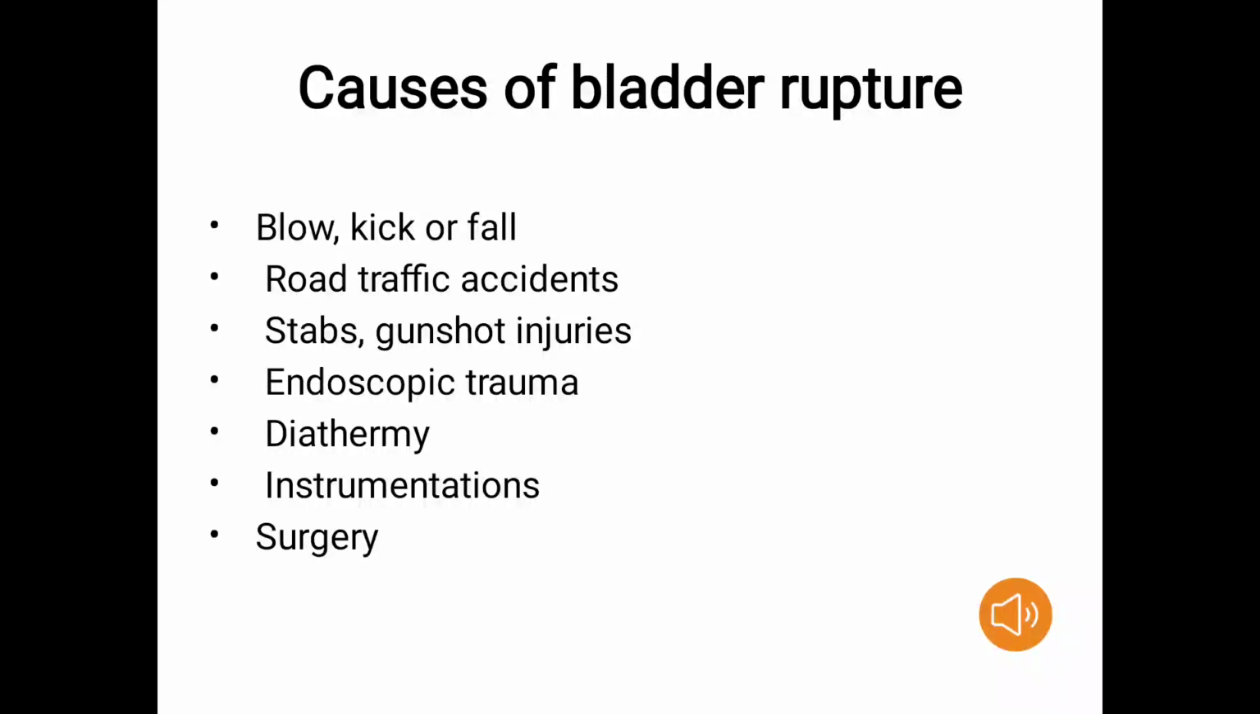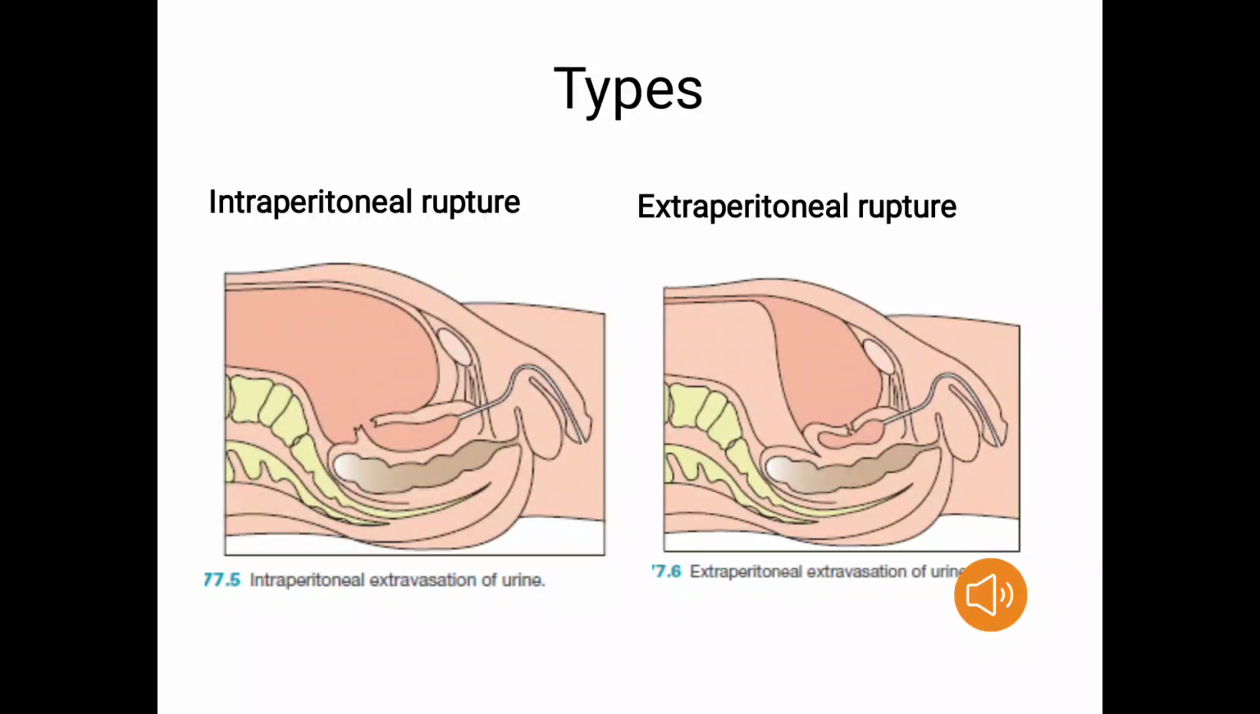Coming to the topic proper, rupture of the bladder is mainly due to a blow, kick or fall, road traffic accidents, stab and gunshot injuries, endoscopic trauma, diathermy, instrumentation, and following surgeries. Coming to the types of bladder rupture: intraperitoneal and extraperitoneal rupture. So remember, rupture of the bladder is of two types, intraperitoneal and extraperitoneal.